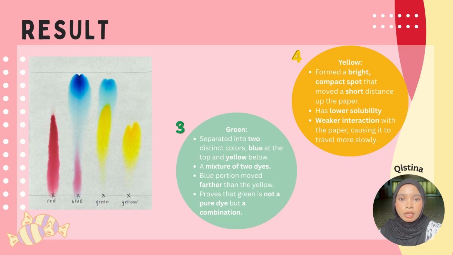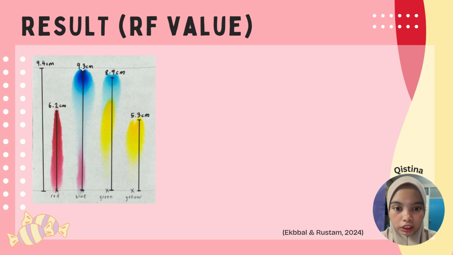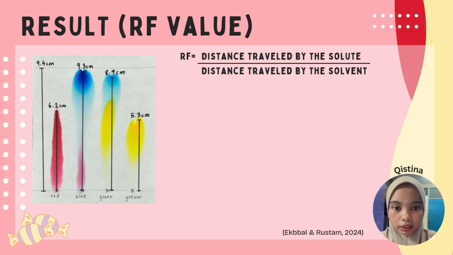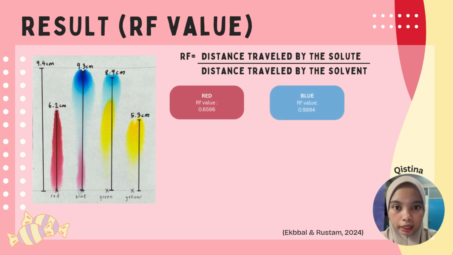Now, let's take a look at the RF value obtained from this experiment. To calculate the RF value for each dye, we can use the formula given, which is RF equals the distance travelled by the solute divided by the distance travelled by the solvent. From the calculation, the RF value for red dye is 0.6596. Next, the RF value for blue dye is 0.9894. Then, the green dye has the RF value of 0.9468. And lastly, the RF value for yellow dye is 0.5638.